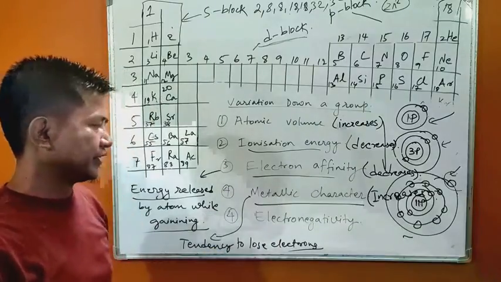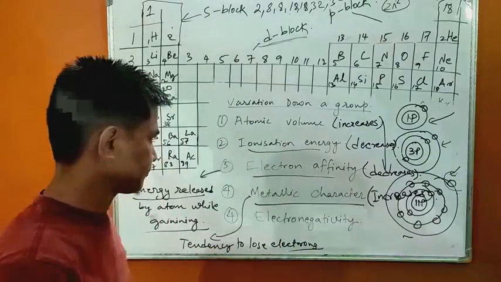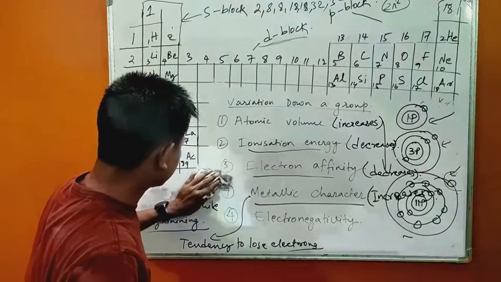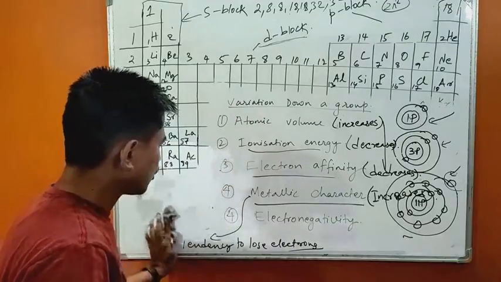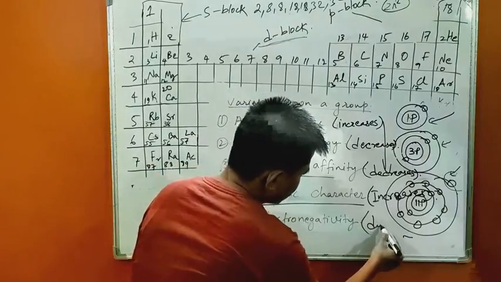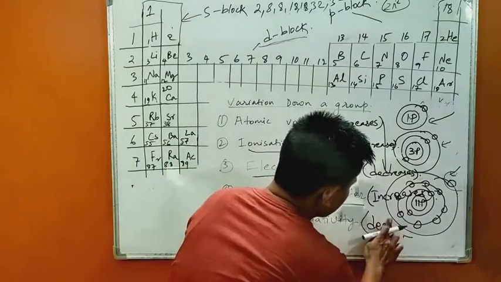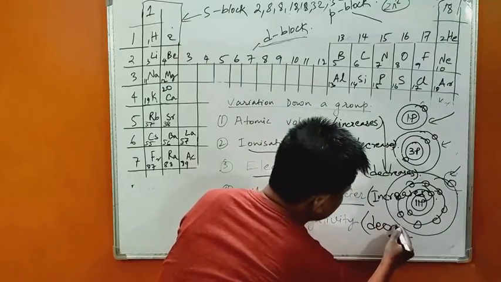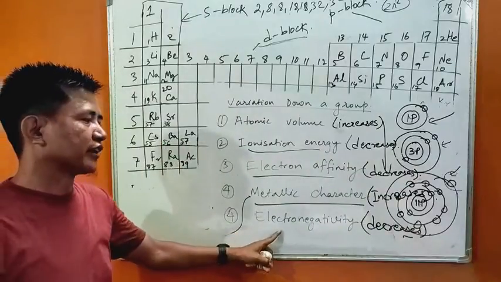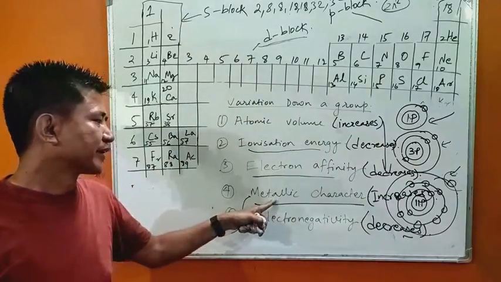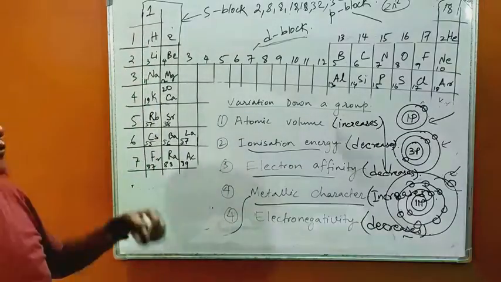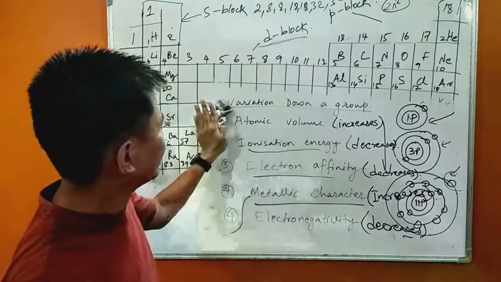Now electronegativity. Electronegativity is nothing but non-metallic character. Metallic character increases means non-metallic character decreases, isn't it? So since metallic character increases as you move downward, electronegativity decreases as you move down the group. Okay, now we have seen the variation down the group.